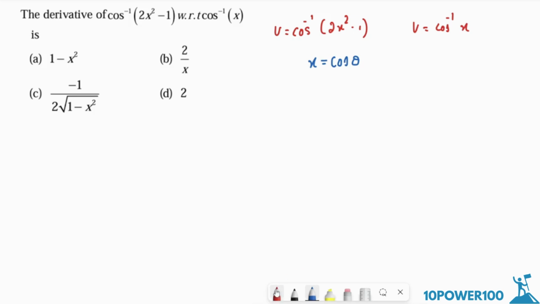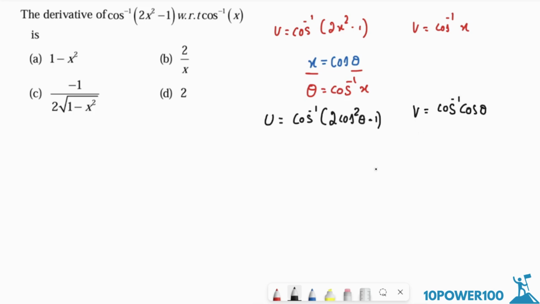You understand the reason behind substitution. When you're substituting, remember the variables have to be different. We can't take x is equal to cos x. So it has to be a different variable. So I've taken x is equal to cos theta. So then what is theta? Theta is equal to cos inverse of x. So now let's substitute this in the equation. So u is equal to cos inverse of, in place of x, if we substitute cos theta, it becomes 2 cos square theta minus 1. Simultaneously, we do the other way around. So v is equal to cos inverse of cos theta. Yes. So now we'll solve further.